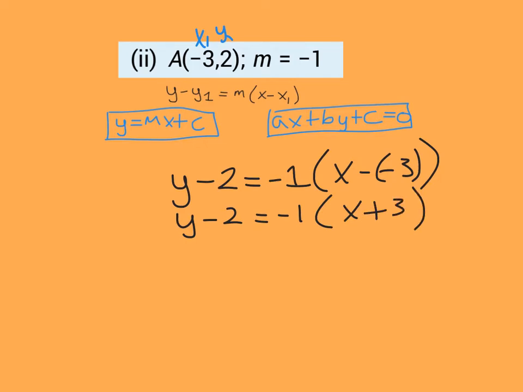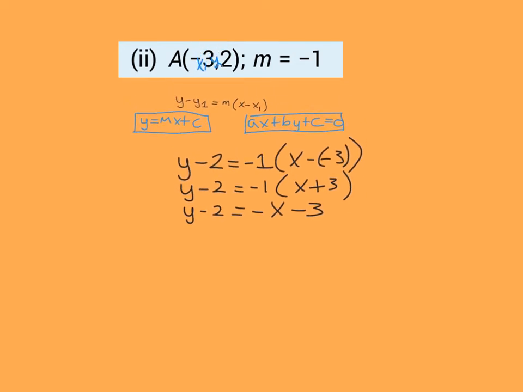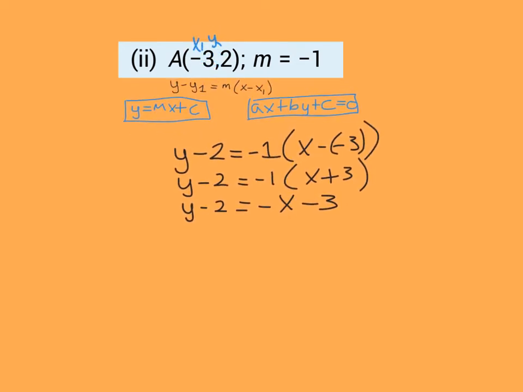Okay, let's go ahead and multiply in that minus 1. So y minus 2 equals minus 1x, which is minus x, and minus 1 by plus 3 gives me minus 3. Let's just make that smaller to make it a little bit easier for me to write. So let's go ahead then and write it in our two formats.